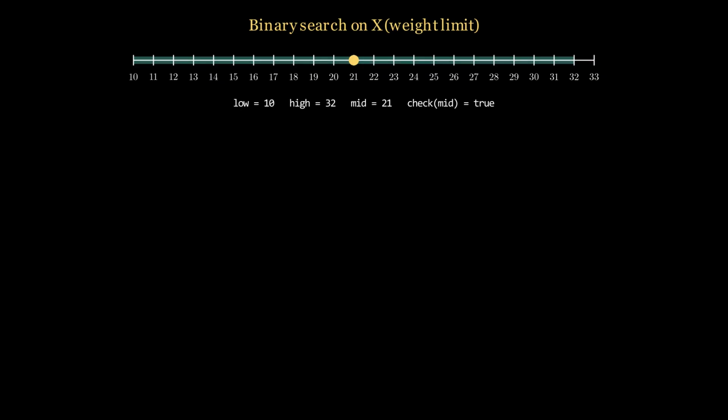Step 1, low 10, high 32. Mid is 21. Check of 21 is true, so we set high to 21. Step 2, low 10, high 21. Mid is 15. Check of 15 is false, so we set low to 16. Step 3, low 16, high 21. Mid is 18. Check of 18 is true, so we set high to 18.